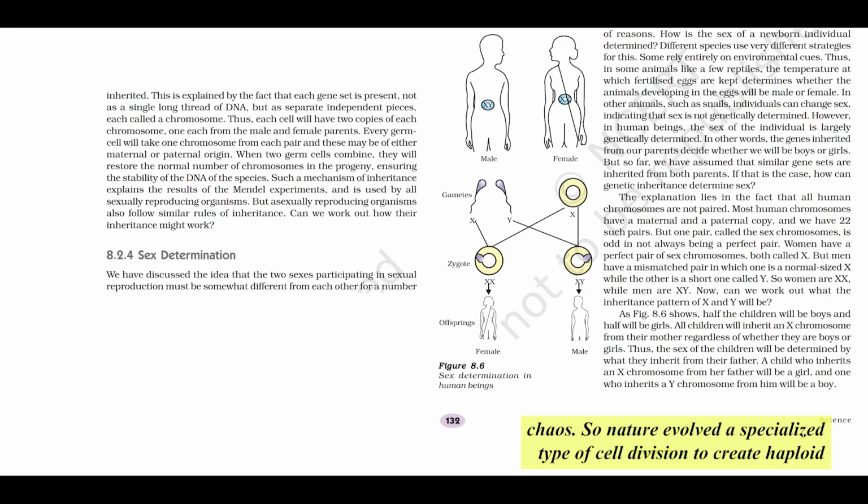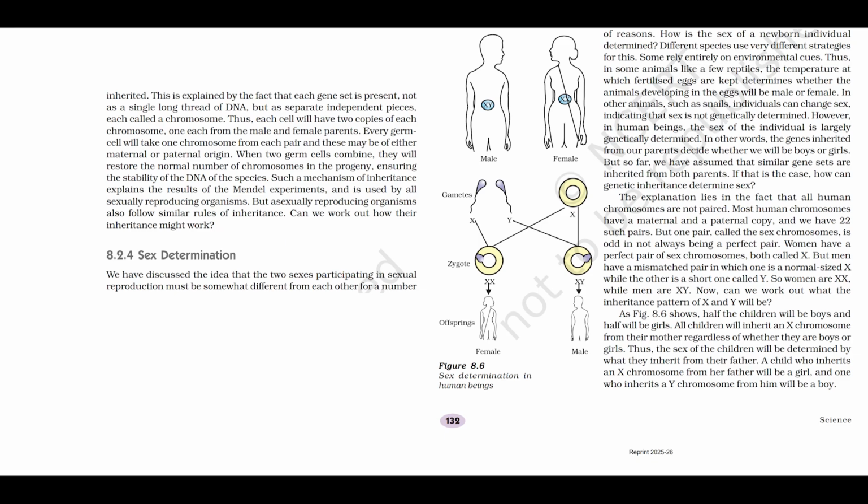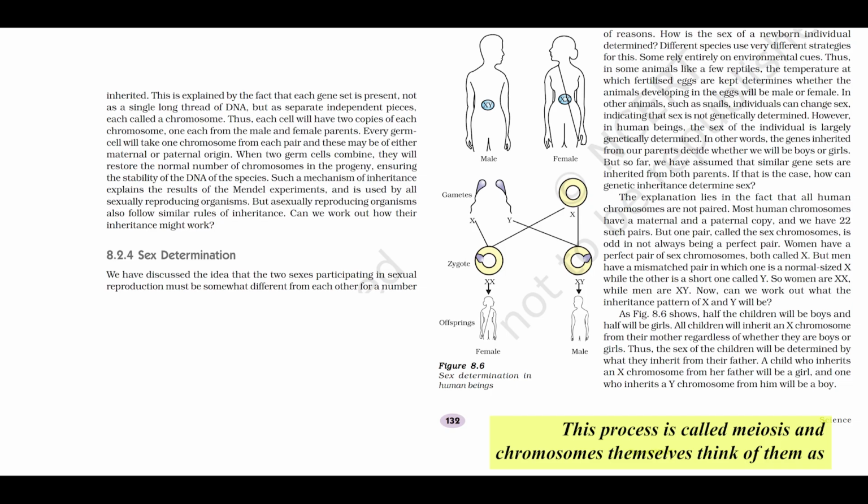So nature evolved a specialized type of cell division to create haploid germ cells with only one complete set of chromosomes. This process is called meiosis, and chromosomes themselves, think of them as the organizational units of DNA. Instead of one impossibly long DNA strand, the genetic information is packaged into these distinct, manageable structures within the cell nucleus. Humans have 23 types of chromosomes. In diploid cells, we have 2 copies of each type, one maternal, one paternal, forming homologous pairs, except for the sex chromosomes in males, XY, which are a mismatched pair.